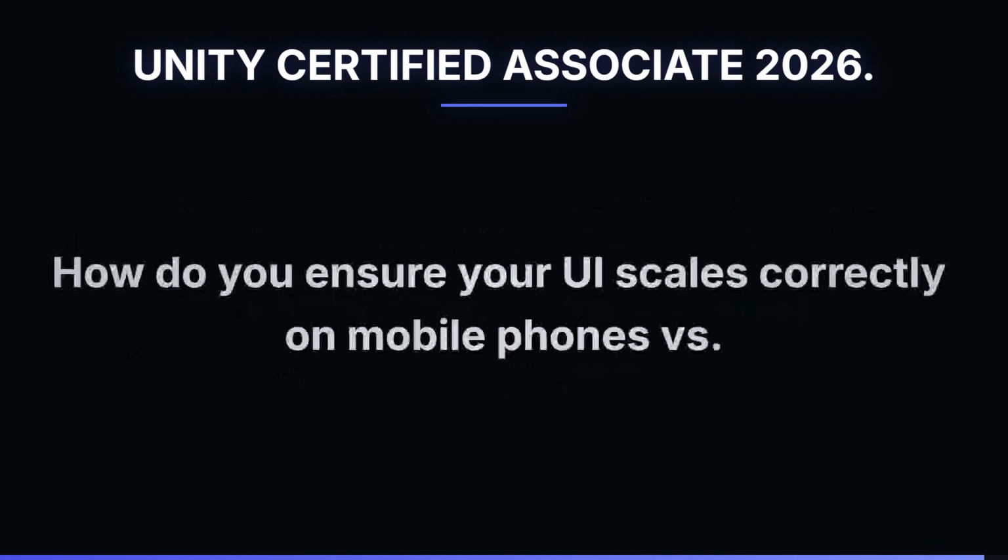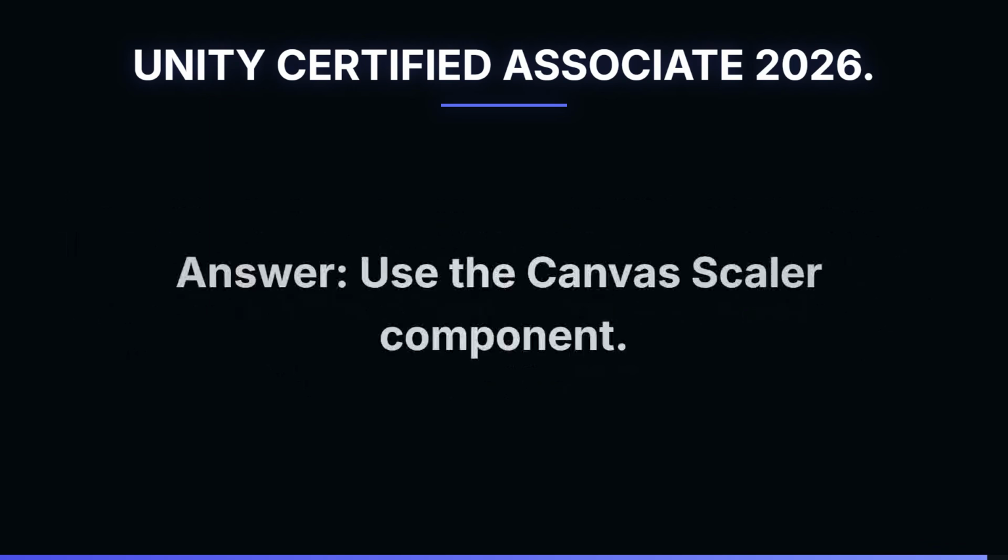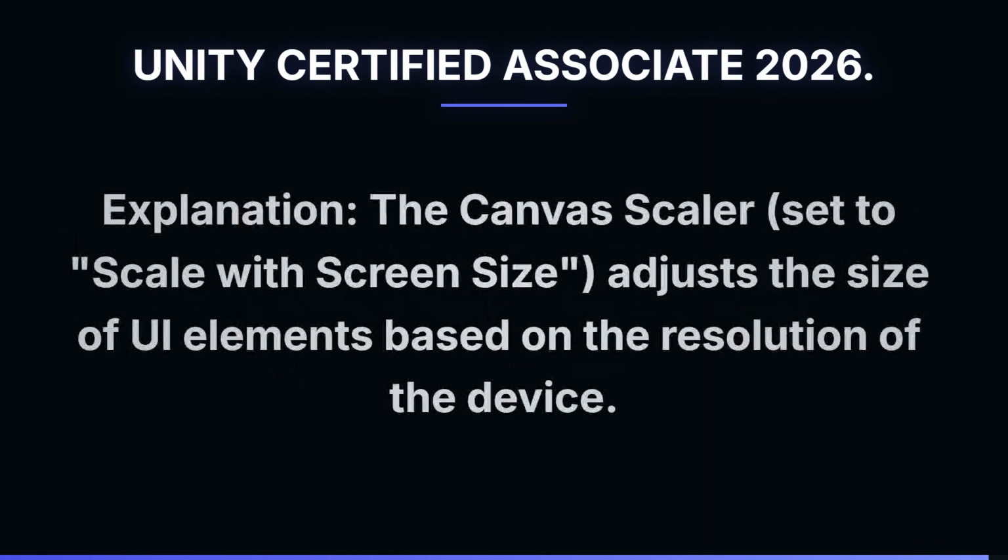15. How do you ensure your UI scales correctly on mobile phones versus tablets? Answer: use the canvas scaler component. Explanation: the canvas scaler, set to scale with screen size, adjusts the size of UI elements based on the resolution of the device.